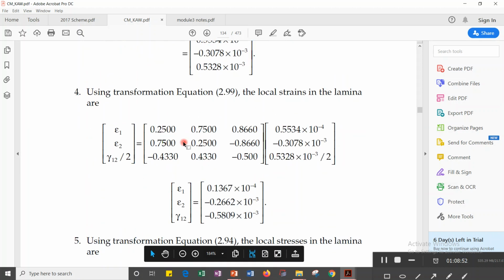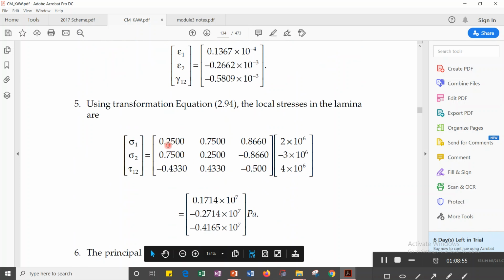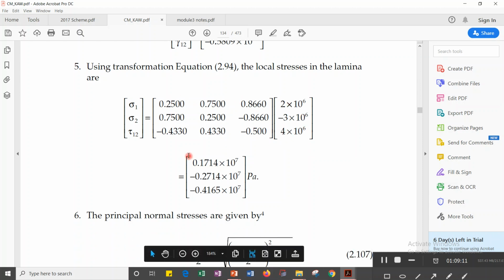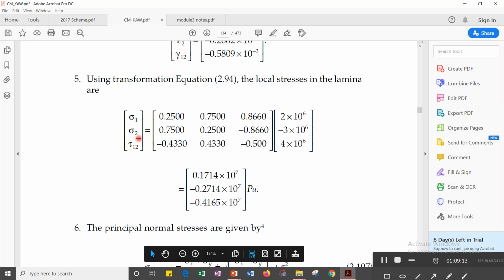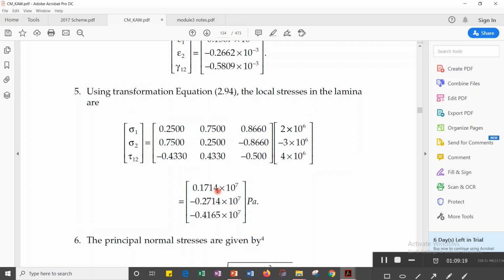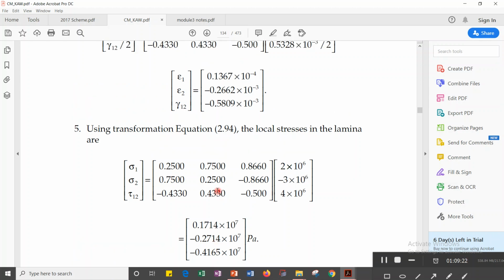The transformation matrix we already calculated. You just substitute that along with the normal stresses, 2 into 10 raised to 6, minus 3 into 10 raised to 6, 4 into 10 raised to 6, and do the matrix multiplication. If you do that, I am going to get sigma 1, sigma 2, and tau 12. So this is a simple problem that we are going to solve. Only this variety of problems will be observed.